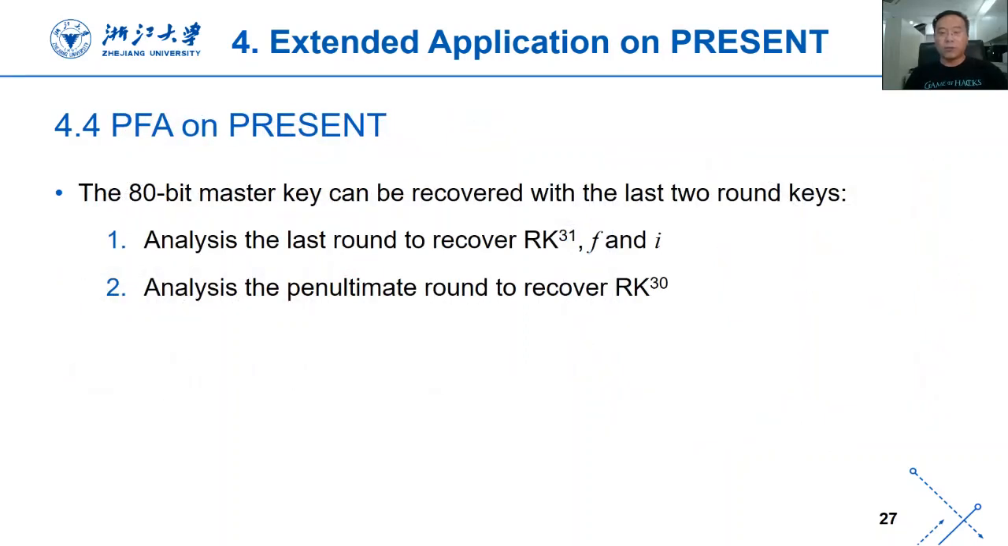The recovery of the additional 16 bits can be done in two steps. In the first step, we analyze the last round to recover the last round key and the faulty value f and the faulty index i. And in the second step, we trace back for one more round to recover the full key.